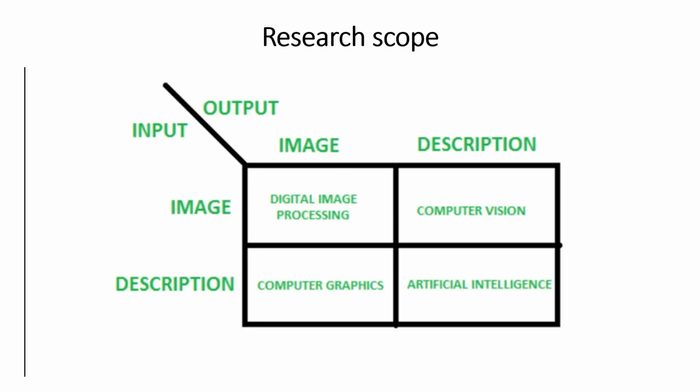In the future, we can see some research scope for image processing in computer vision, AI, computer graphics, multimedia and animation. In AI, nowadays deep learning and machine learning applications are done with the help of image processing.